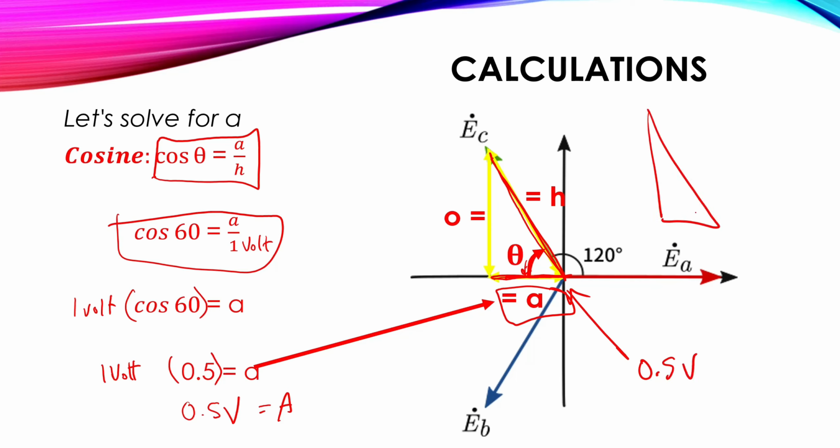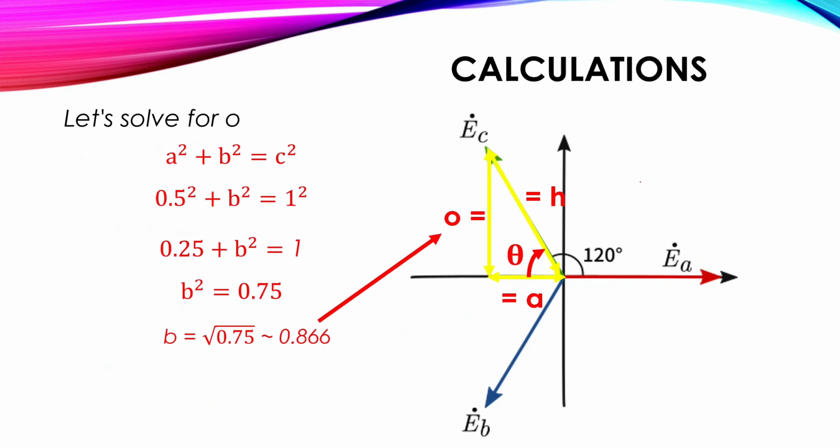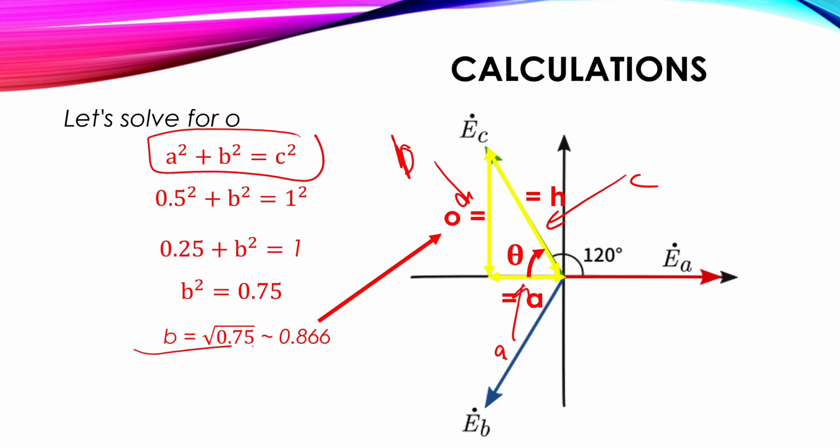So if we redraw this triangle, it's going to be 0.5 volts, 1 volt, and we just need to figure out what the remaining side is. Let's do an easy one. This is the Pythagorean theorem. You plug all your numbers in: a squared, b squared, c squared. This side right here is going to be our a, and this is going to be our b. And this side is going to be our c. And so now you have everything that you need for this formula. Plug everything in, and you're going to get b equals the square root of 0.75, or approximately 0.866.